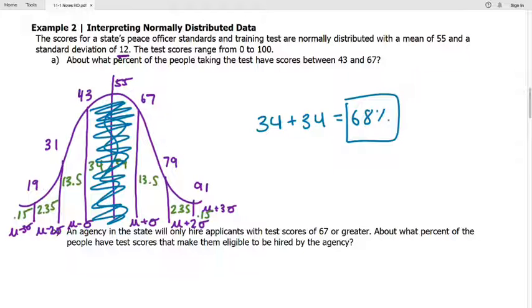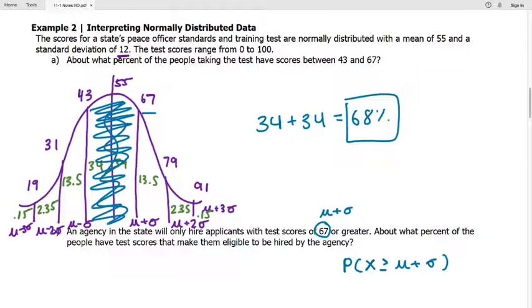Okay, so then we move on to the next question. The next question is, an agency in the state will only hire applicants with test scores of 67 or greater. About what percent of the people have test scores that make them eligible to be hired by the agency? Well, if we look at the picture that I just drew up here, 67, that was 1 standard deviation away from the mean. And so if we want to look at it in terms of the way that it was written in that first example, example 1, we're looking for the probability that a chosen score is greater than or equal to mu plus sigma, 1 standard deviation away from the mean.